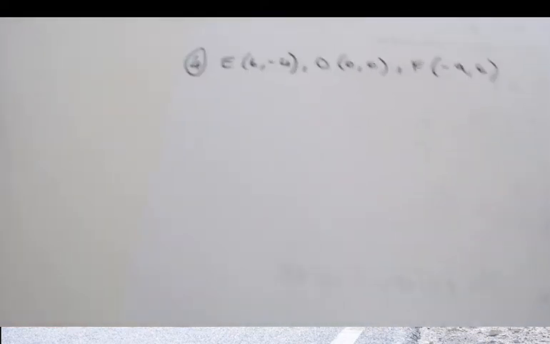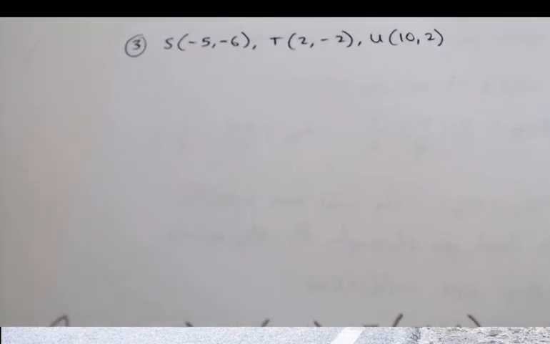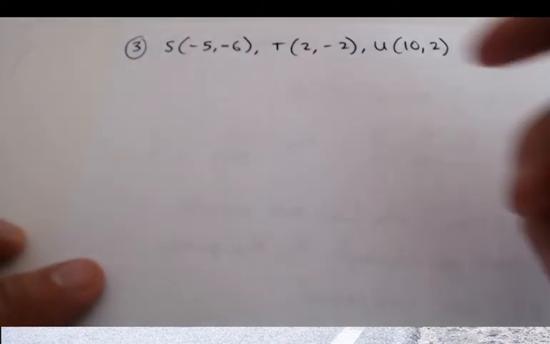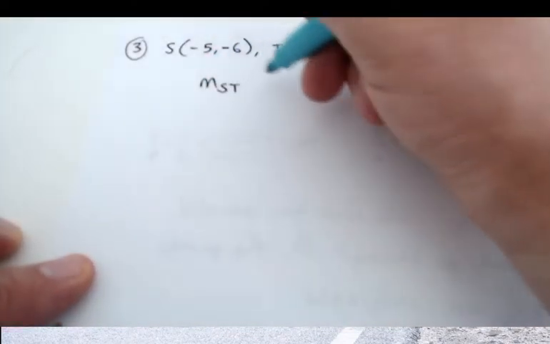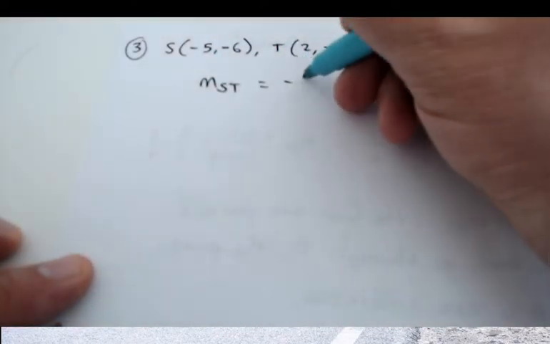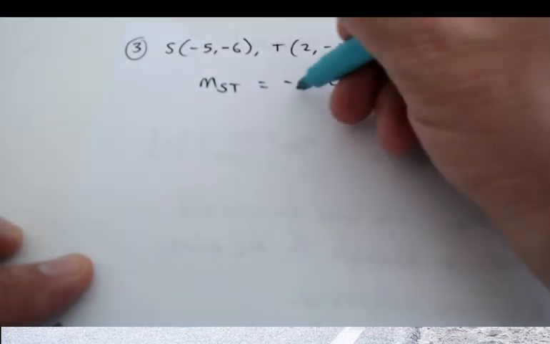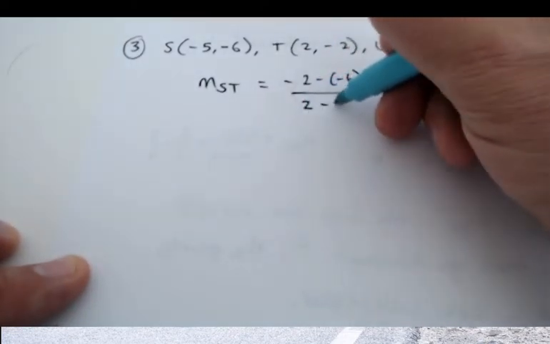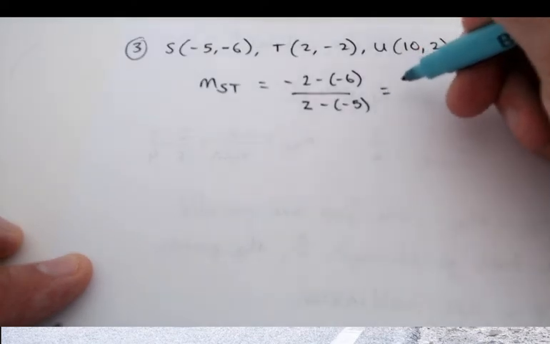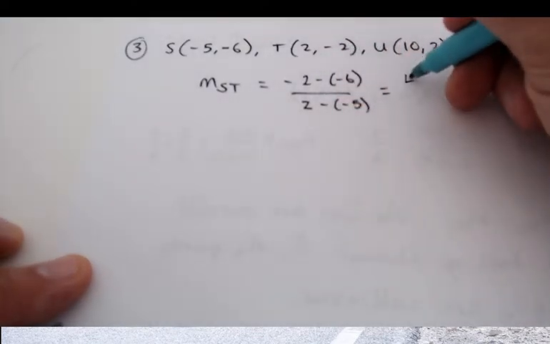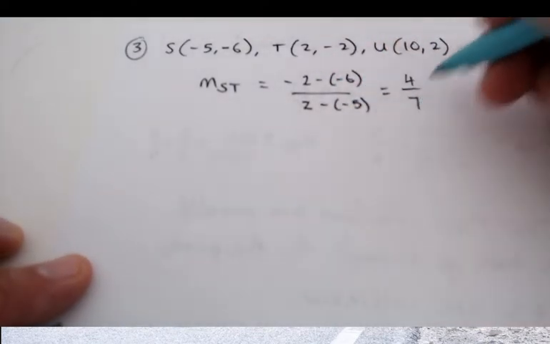Okay, number 3. So we've got S, T and U. So we're going to do the gradient of ST: minus 2 take away minus 6 over 2 take away minus 5, which is going to give me minus 2 add 6, which will be 4, 2 add 5, which will be 7.